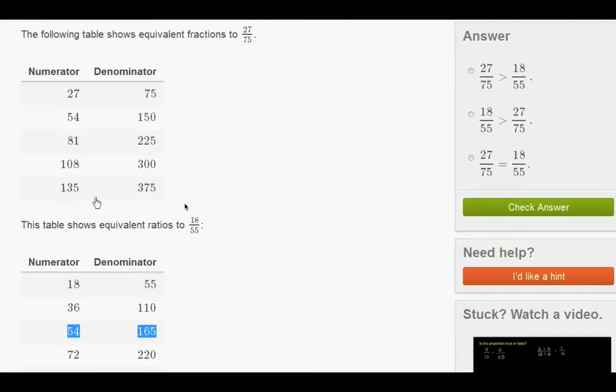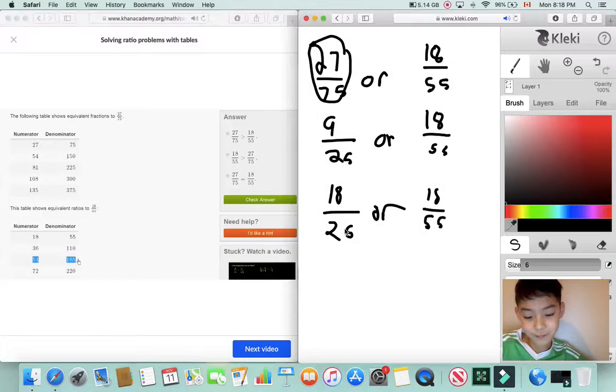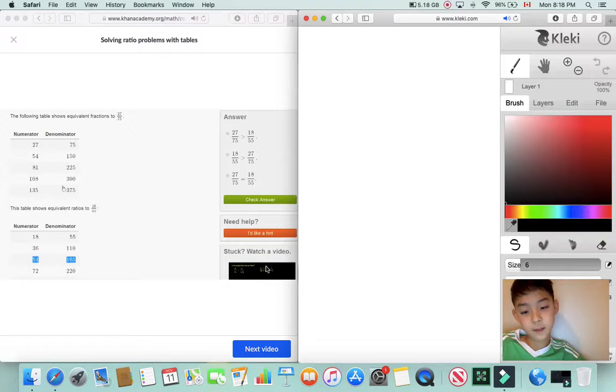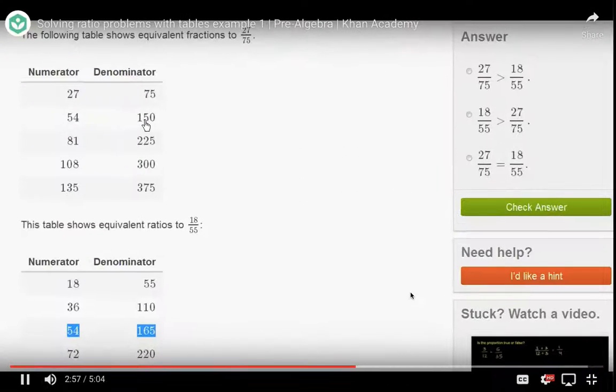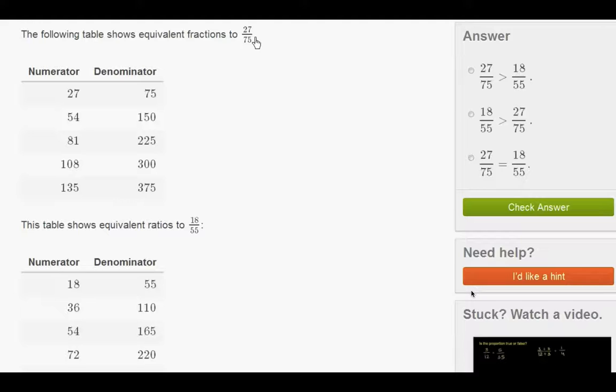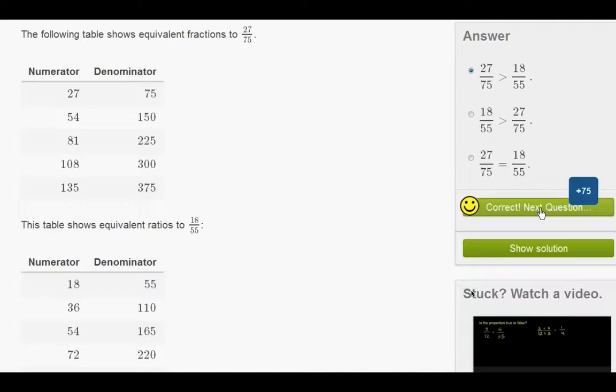What is smaller, 54 over 150 or 54 over 165? If you have the same numerator, a larger denominator makes the number smaller. So 54 over 165 is smaller than 54 over 150, which tells us that 18 over 55 is smaller than 27 over 75. So 27 over 75 is greater than 18/55ths, and that is absolutely right. Let's do one more of these.